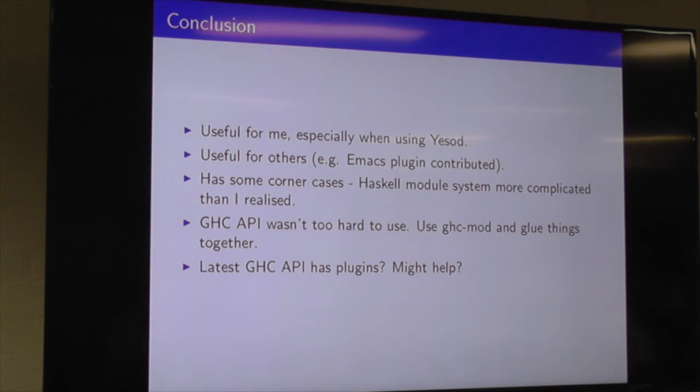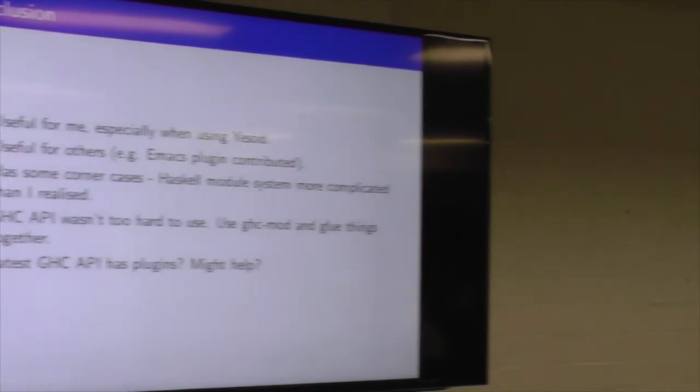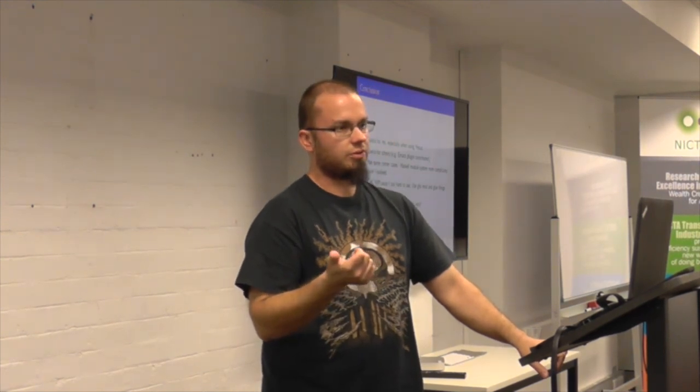Someone wrote an Emacs plugin, so I must be succeeding here. There are some slightly weird corner cases because I found the Haskell module system is a little bit more complicated than I expected. And the GHC API wasn't too hard to use at all. The most annoying bits were giving it the correct paths to things, like if you have a Cabal sandbox you need to look for a directory that might be the Cabal sandbox and then pass the correct package path options and that sort of thing. But the ghc-mod code has a lot of stuff that does that, so I was able to steal bits from there.